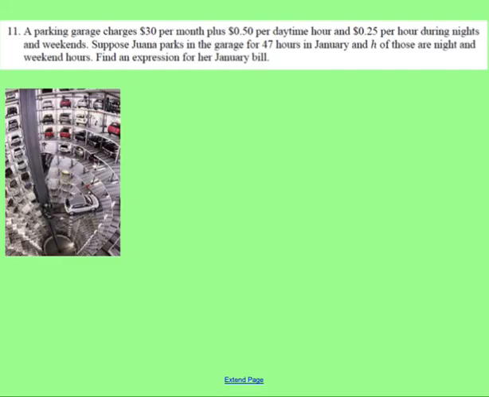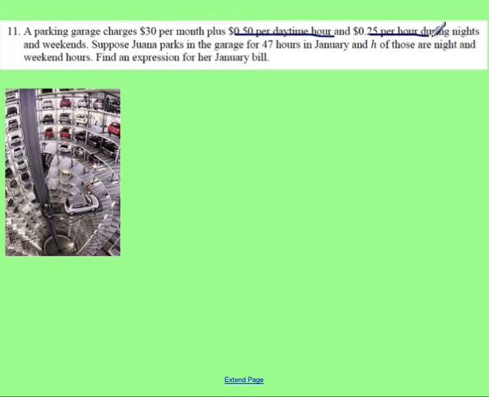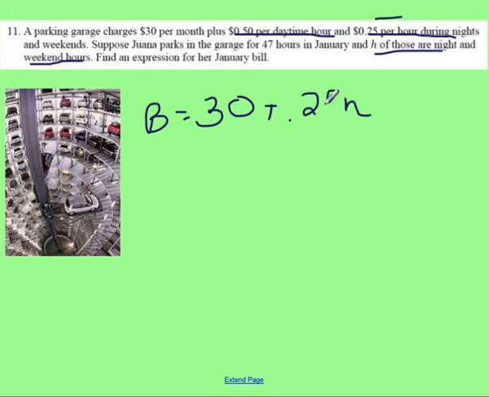So let's take a look at this one. It says a parking garage charges $30 per month, and it's $0.50 per daytime hour and 25 cents during the nights and weekends. Suppose Juana parks her car in the garage for 47 hours last January, and 8 of those are at night. So we want to figure out her total bill. Well, no matter how much she parks there, she has to pay the $30. And we know that 8 of them are going to be night and weekends. Well, it's 25 cents per hour for night and weekends.